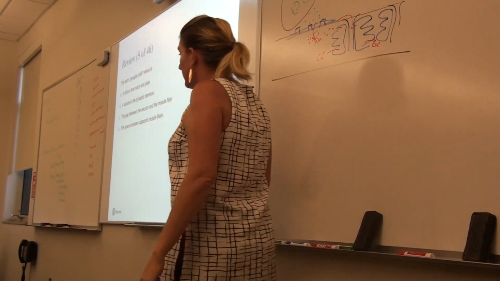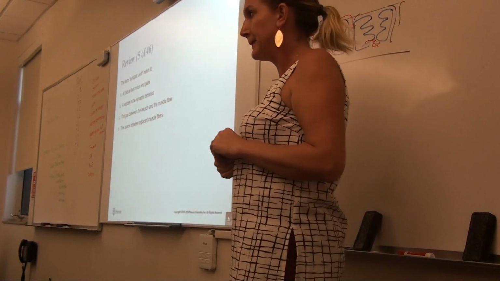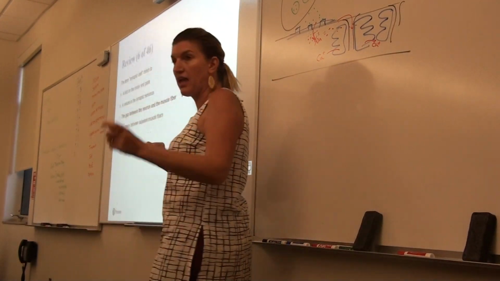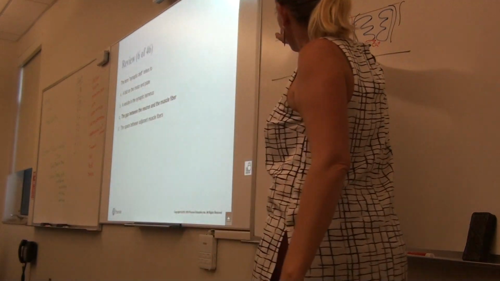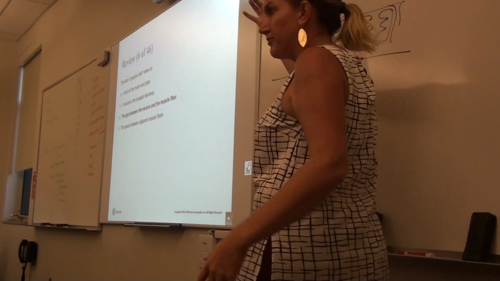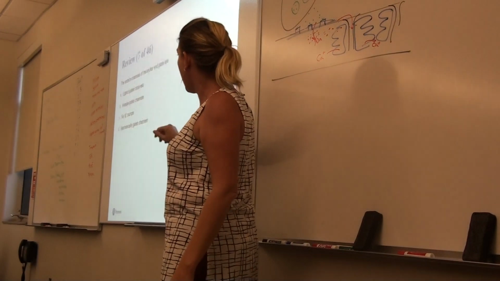The term synaptic cleft, what's that? The gap between the neuron and muscle. Yeah, it's the gap, the space. That's why they're not actually touching here. Sometimes it's just called a synapse. Sometimes it's called a synaptic cleft. Either way, it's referring to that gap.